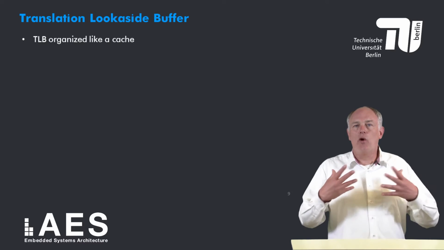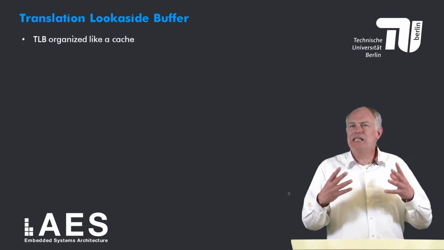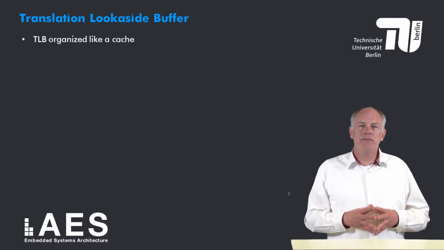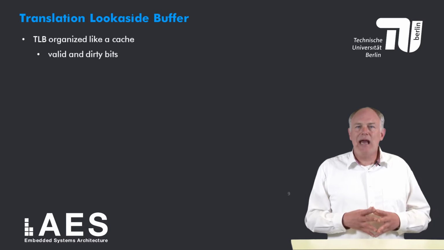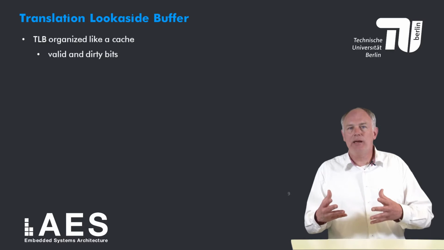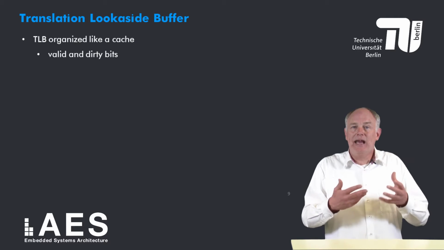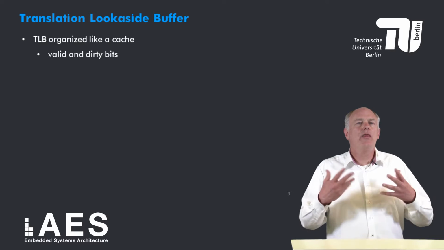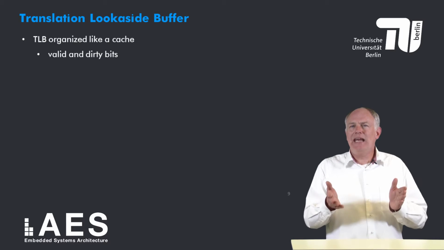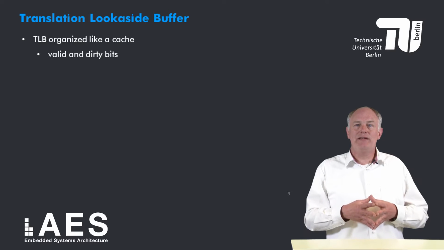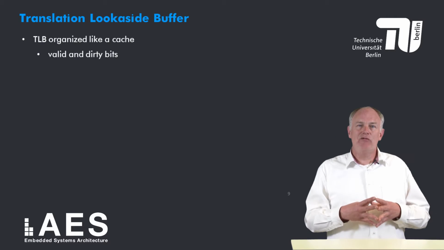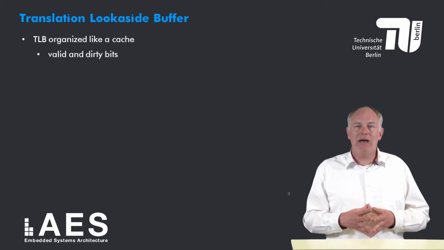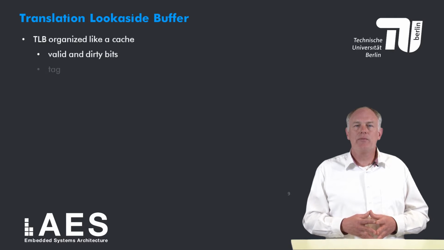The TLB is organized as a cache, but is slightly different from a normal cache. Every TLB entry has a valid and a dirty bit. The valid bit indicates if the entry is valid or not, just as in a normal cache. The dirty bit, however, does not indicate that the entry has been written, but that the page has been written and therefore needs to be written back to disk when it is replaced.